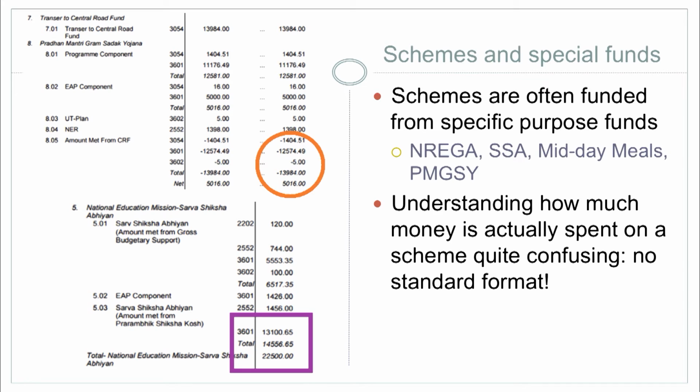For example, if you look at the first scheme on the left, the Pradhan Mantri Gram Sadak Yojana, you will find a large negative number for the amount being met from the Central Road Fund. If you want to find the total allocation to the scheme, you will have to add the net number 5016 crores to the amount being met from the Road Fund, minus 13,984 crores, to get a total of 19,000 crore rupees. However, if you look at the Sarva Shiksha Abhiyan, the second scheme on the left, you will see no such negative numbers. The new format will standardize the presentation of these schemes.